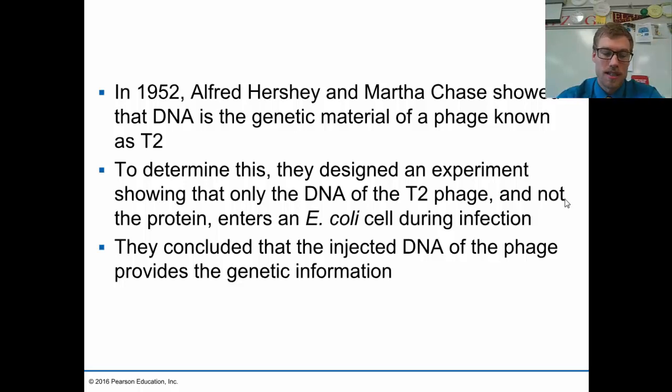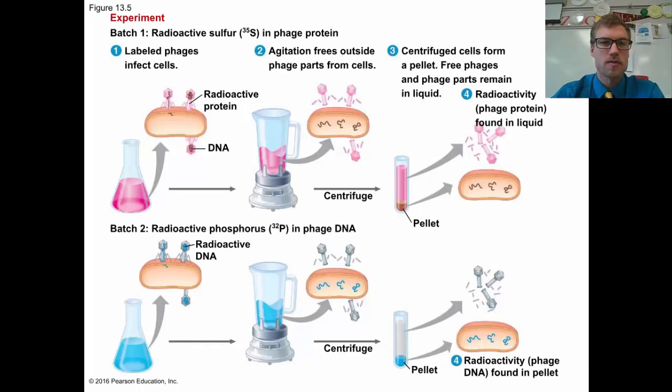the protein was not. So the way they did this was that they took radioactive isotopes of sulfur and phosphorus, and they made the protein coats of the phages with the radioactive sulfur, and they made other phages with radioactive DNA using the phosphorus. The reason why you can do that is that sulfur is only found in proteins and phosphorus is only found in DNA, at least when you compare them to each other.